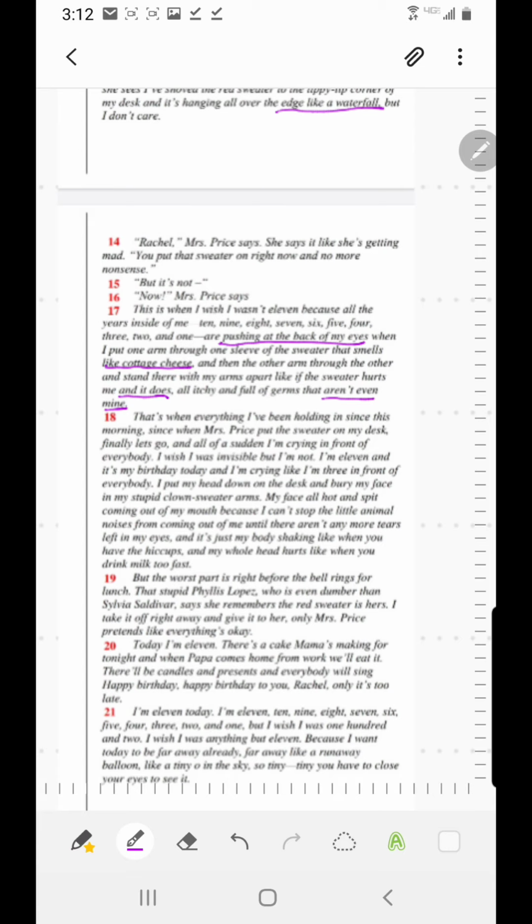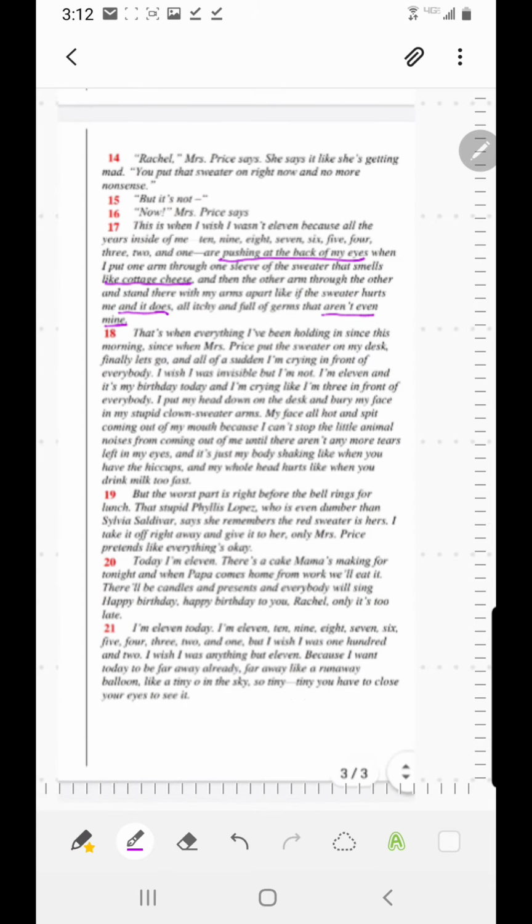And then she said, that's when everything I've been holding in since this morning, since when Miss Price put that sweater on my desk, finally lets go. And all of a sudden, I'm crying in front of everybody. I wish I was invisible, but I'm not. I love when she says that, I wish I was invisible. That's not just indicative of children. Sometimes as we get older, sometimes we just want to be invisible.